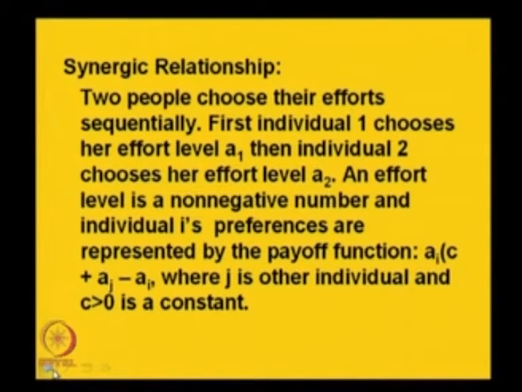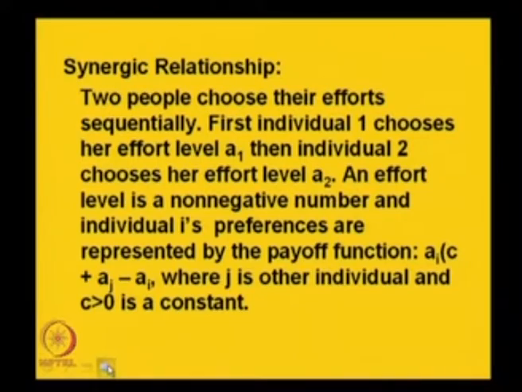Two people choose their efforts sequentially. First, individual 1 chooses her effort level a1, then individual 2 chooses her effort level a2, and an effort level is a non-negative number, and individual i's preferences are represented by the payoff function a_i multiplied by (c plus a_j minus a_i), where j is the other individual and c greater than 0 is a constant.